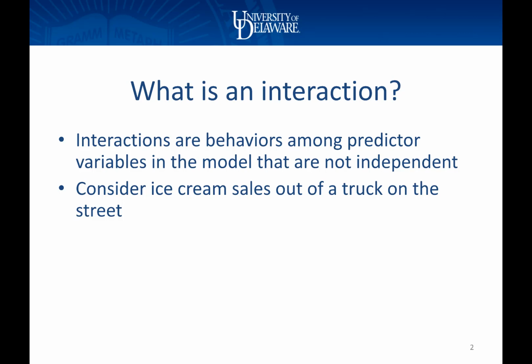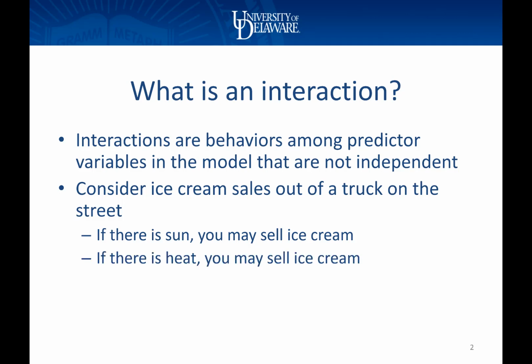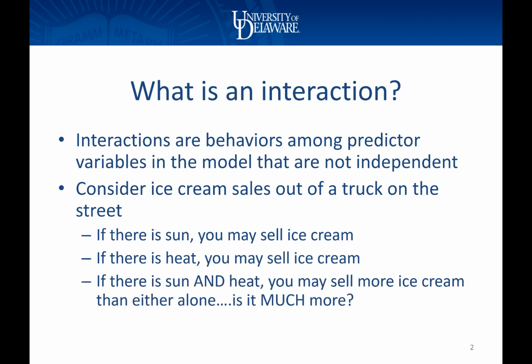So, my favorite example of interactions is ice cream sales. Think about a truck that comes into your neighborhood and is selling ice cream. If there's lots of sunshine that day, then you might sell ice cream on the truck. If there are hot temperatures, then you might sell ice cream on the truck. But if there's sun and heat together, then you're going to sell potentially, on average, much more ice cream than either sun or heat alone. So the question is how much more?